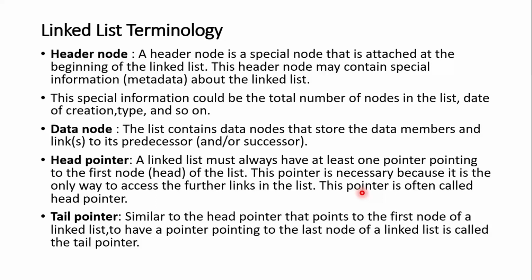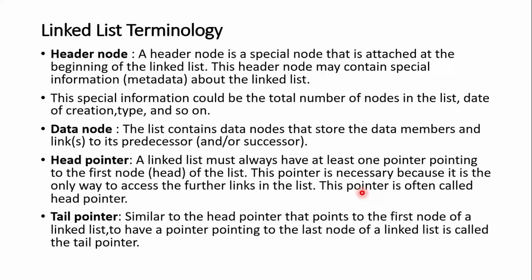See, in a linked list, we mainly have four things. One is the header node, which is a special node that contains special information. Why are we calling it special information? It contains data such as the number of nodes in the list, the date of creation, the type of data you are going to store, etc. So actually, it is defining what the node is going to store. That is the reason it is called the header node.